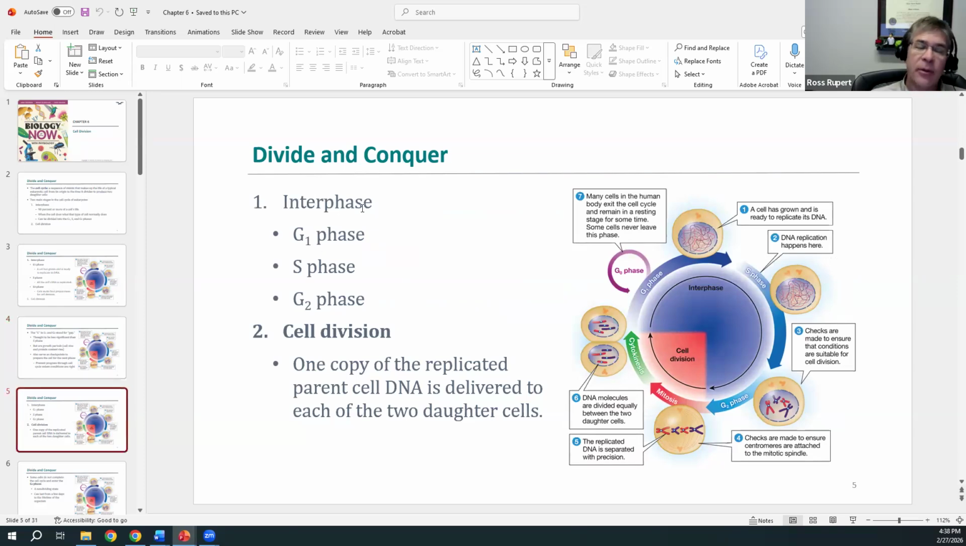Interphase is the time that the cell grows, and it spends most of its life in interphase: G1, S, and G2 phase. Briefly, when it's necessary, it goes through cell division. And cell division here is shown as mitosis, but it can also be meiosis.